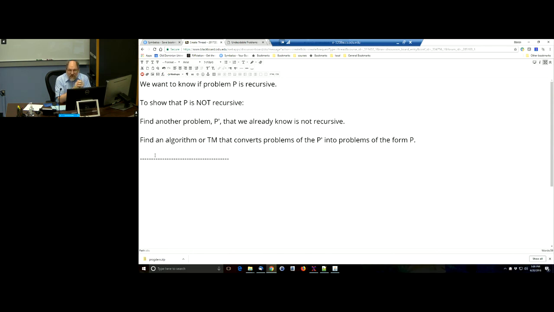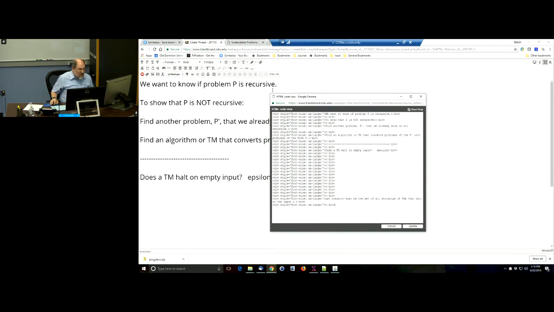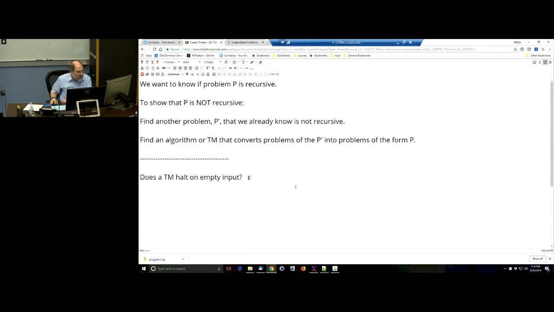So here's the question. Is it maybe easier to answer the problem, does a Turing machine halt on empty input? That is, on the string epsilon. And I might as well get this in now so I can copy and paste it later. So does this Turing machine halt on the empty string?